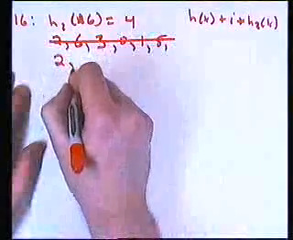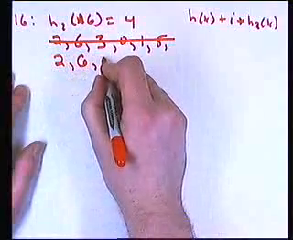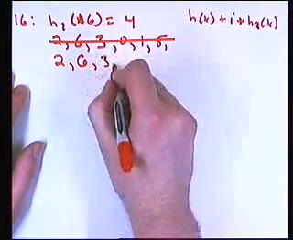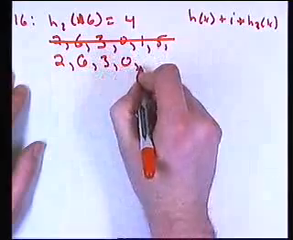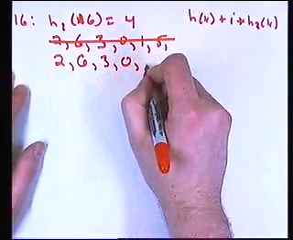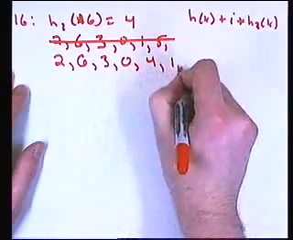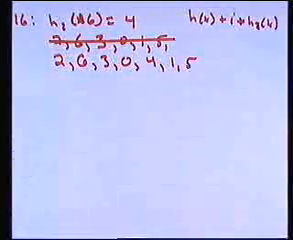2 plus 0 times 4. 2 plus 1 times 4 is 6. 2 plus 2 times 4 is 10, mod 7 is 3. 14 mod 7 is 0. Oh, I forgot 2 plus 4 times 4. Sorry. That's 18, mod 7 is going to be 4. And then 1. And then 5. Sorry about that.